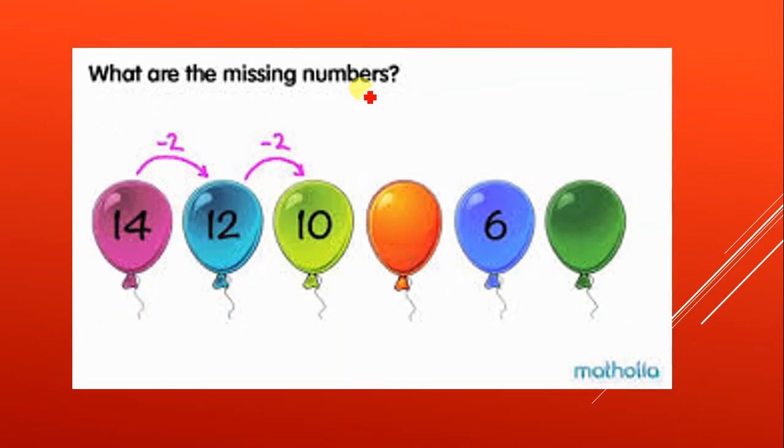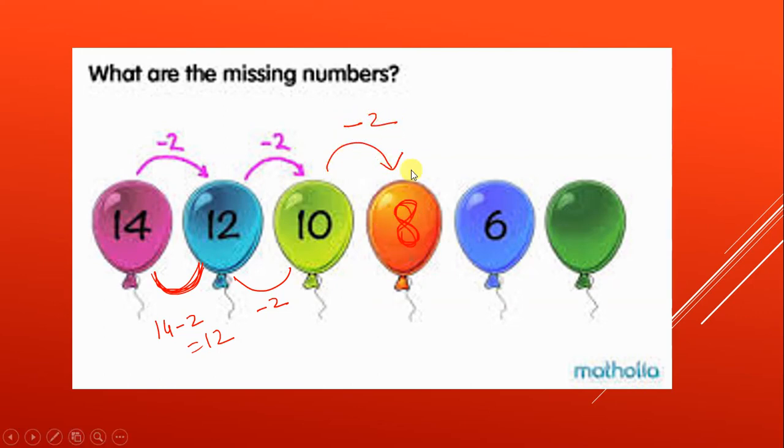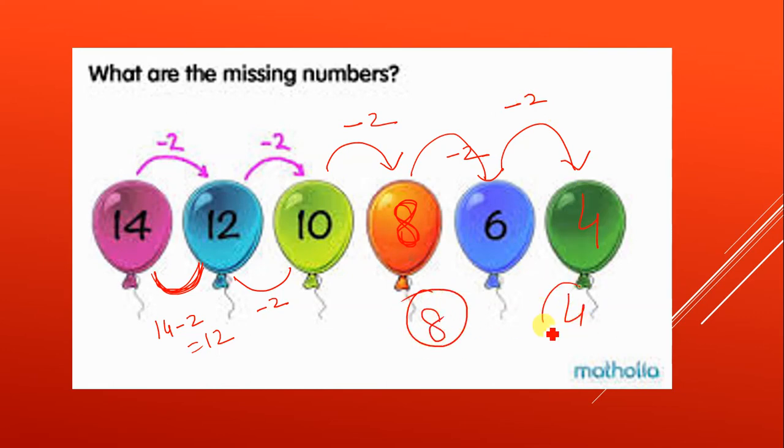Next we have: what are the missing numbers? So 14. How can I relate 14 and 20? If I subtract 2 from 14, I'll have 12. Then again you subtract 2, you'll have 10. Again you subtract 2, then you'll have 8. Again you subtract 2, then 6. Again you subtract 2, then you'll have 4. So in this it will be 8 and in this balloon it will be filled with 4. Clear?